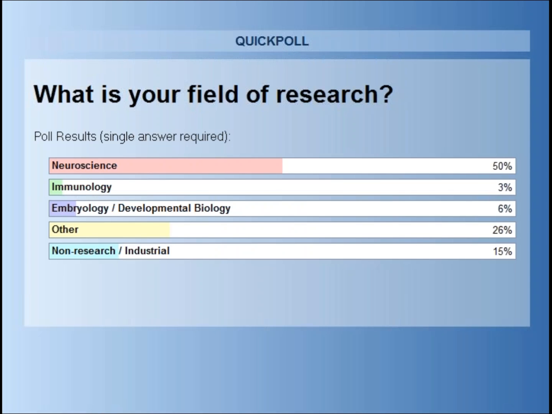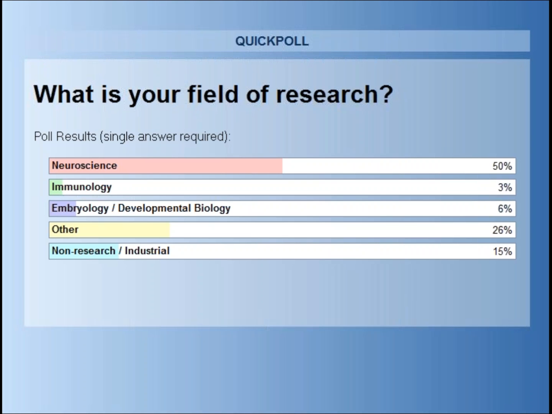Basically following my expectation, we have a large community from the neuroscience field. There's a handful of people from immunology and embryology or developmental biology. Of course, there's a chunk of other. And we do have a number of other industrial people online, so those folks are listening in as well.